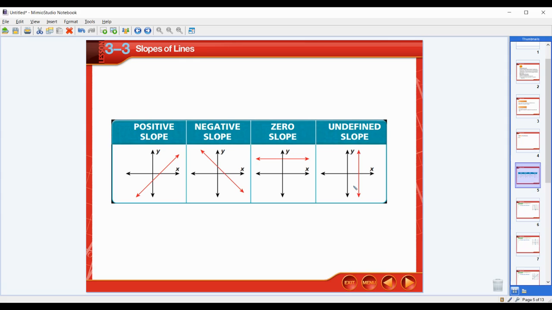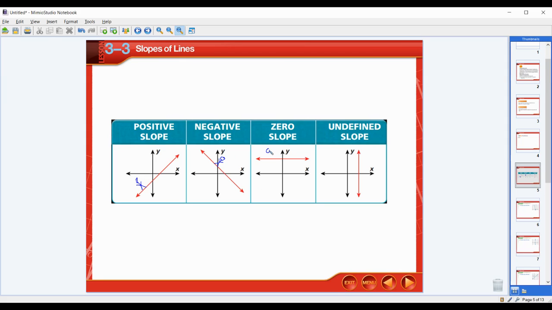A really good way to keep these in mind, trying to figure out which one's positive, negative, zero, and undefined, is to think of if we had a little stick character on each slope. As you can see, if you were this character on a positive slope there, you would be going uphill. So positive slopes are uphill. If we have a negative slope, if we are this little slope man, this is going to be downhill. Every time that we have a line that goes down, we are going to have a negative slope.